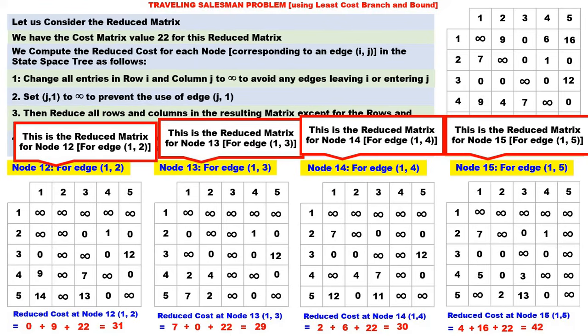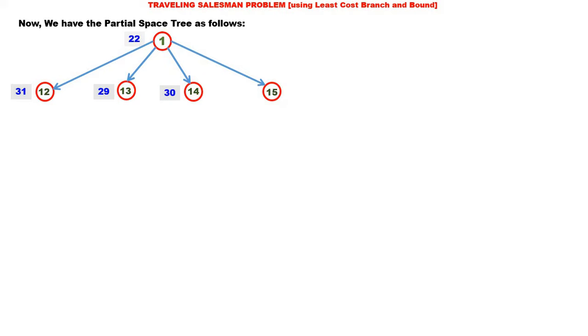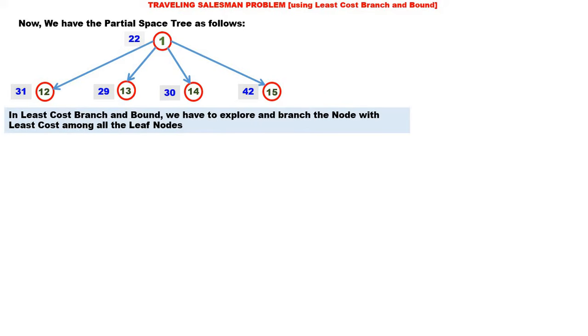So 1 comma 2 it is 31, 1 comma 3 it is 29, 1 comma 4 it is 30, 1 comma 5 it is 42. All these values we require. Now we write a small partial space tree. We started from 1, 2, the cost was 31, 1, 3, the cost was 29, 1, 4, the cost was 30, 1, 5, the cost was 42. Now, among these four values, which is the minimum?